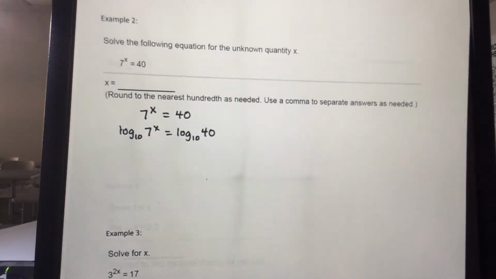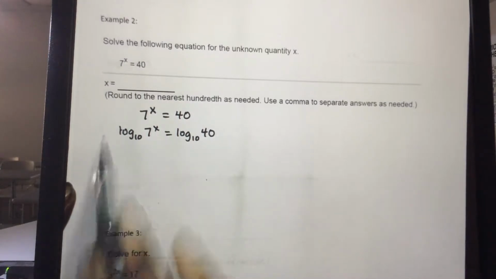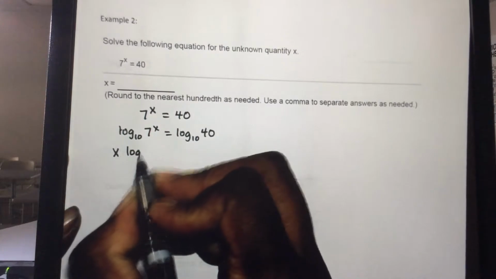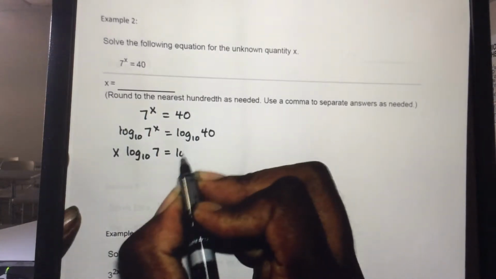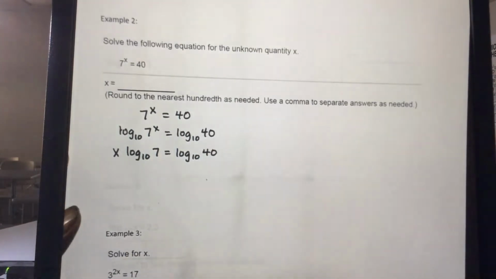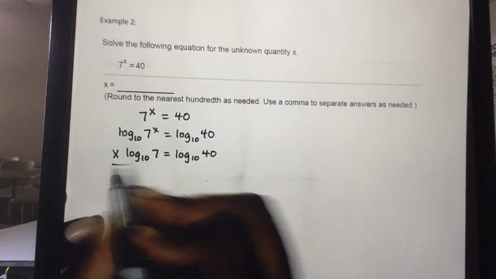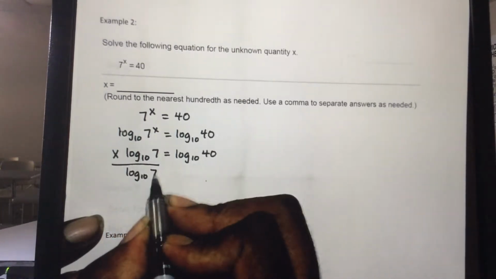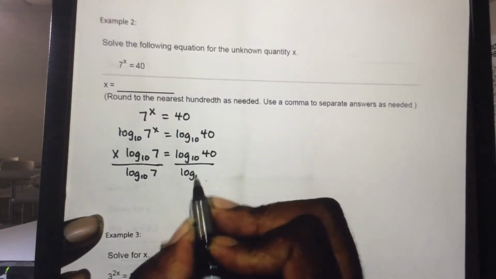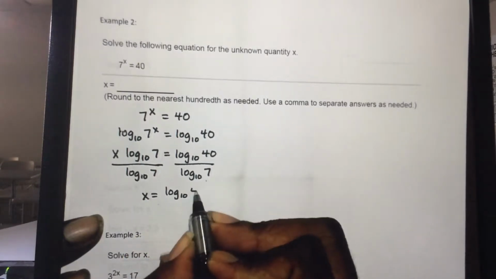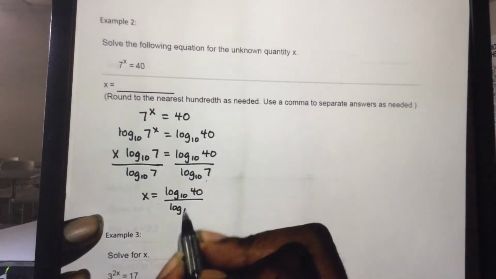And then we're going to apply that rule where we can pull the exponent in front of the logarithm. We use the power rule here. So if I bring the x out in front, it will be x times log to the base 10 of 7 equals log to the base 10 of 40. And then we solve for x. That x is multiplied by log to the base 10 of 7, so we're going to divide both sides by log to the base 10 of 7. So this is what x will be equal to as an exact value.